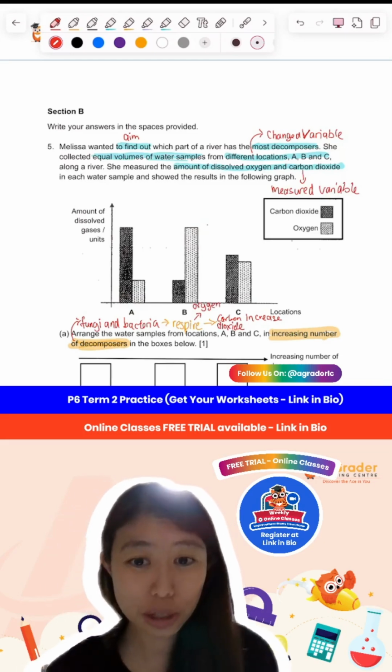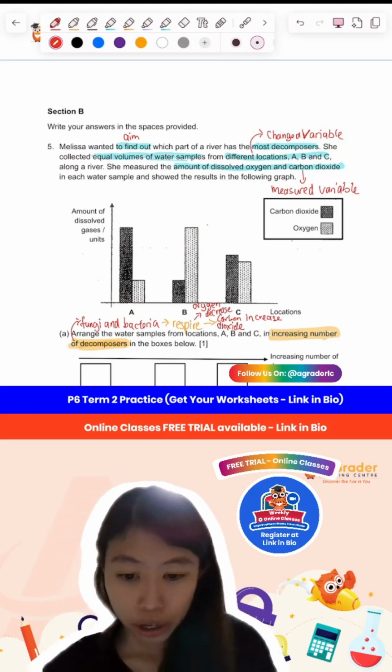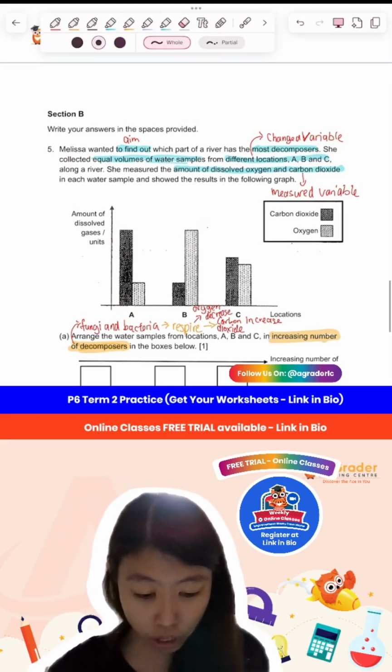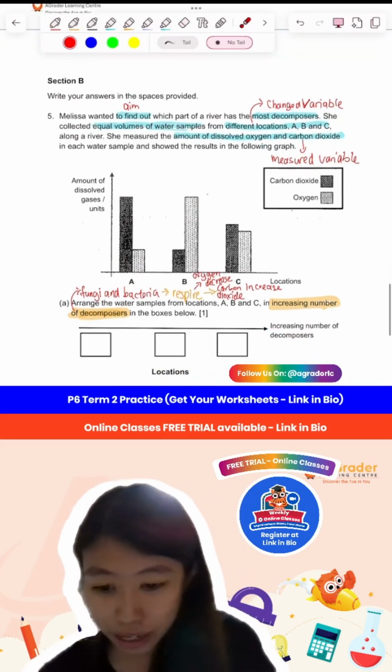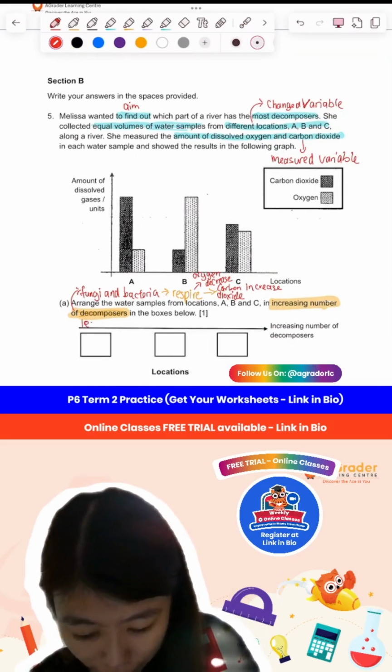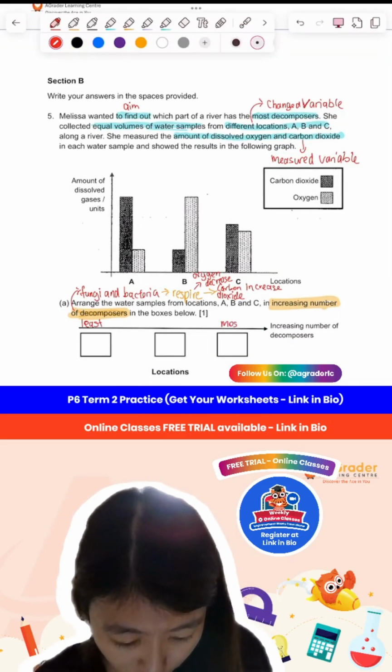Very good. Oxygen is supposed to decrease. Should be lesser oxygen, right? So we are supposed to arrange them based on the increasing number. So that means we must start from the least decomposers to the most decomposers.